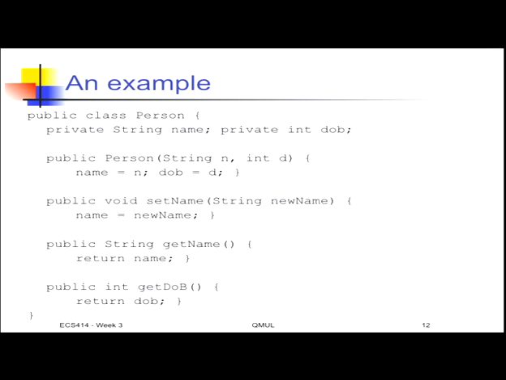So, let's see a simple example. Let's suppose that we have this class called Person, and as instance variables, we have name as a string, and we have a date of birth, which is an integer. These instance variables are private. Then we have a constructor Person that initializes the name and date of birth. And then, you see, we have getters and setters for the instance variables. So this is a standard class that we would write as we have learned in the previous lectures.